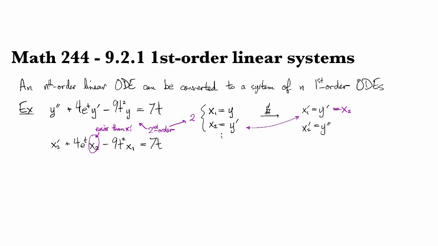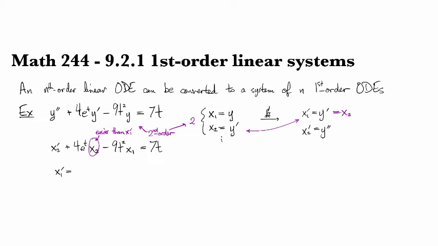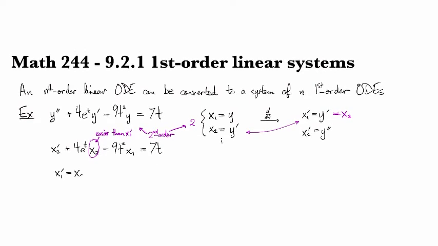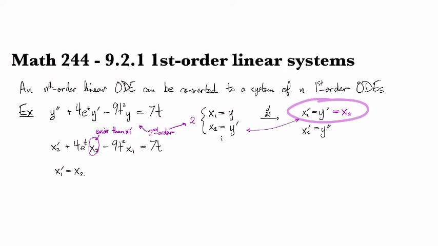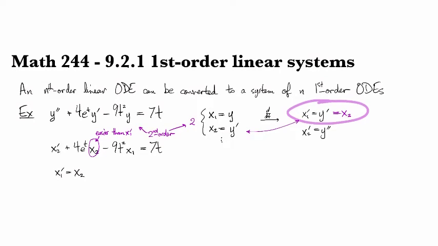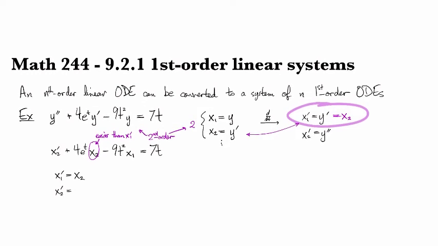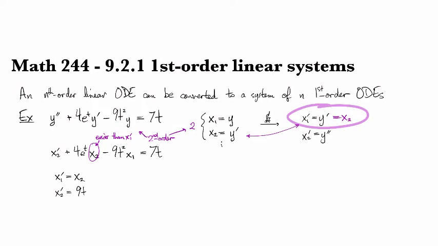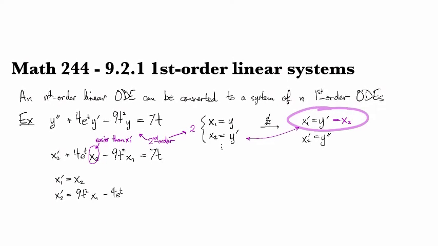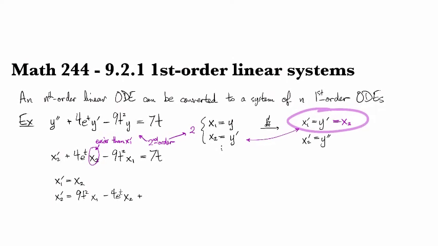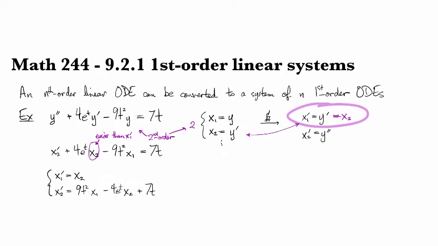Okay, so now putting this together, what do we have? Well, we've got x1 prime is equal to x2. That's the one that we got from over here. And then we also have, if I solve the second equation for x2 prime, putting all the other junk on the other side, x2 prime equals 9t squared x1 minus 4e to the t x2 plus 7t.